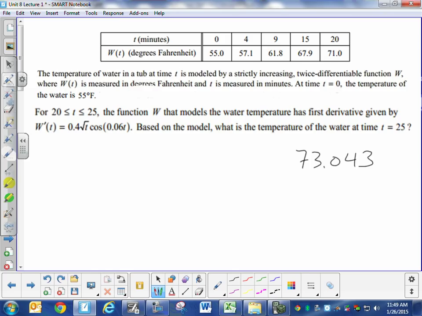They make sure they're so tough that you can't take the antiderivative and find W of T, so that you can just plug in W of 25. Most people, if they make mistakes on this, it's because they use 0.55, which is the initial temperature, sure, but for this function, W prime only works from 20 to 25, so you would actually be using this known value, W of 20 is equal to 71. So W of 25 would equal W of 20 plus the change from 20 to 25 of W prime.